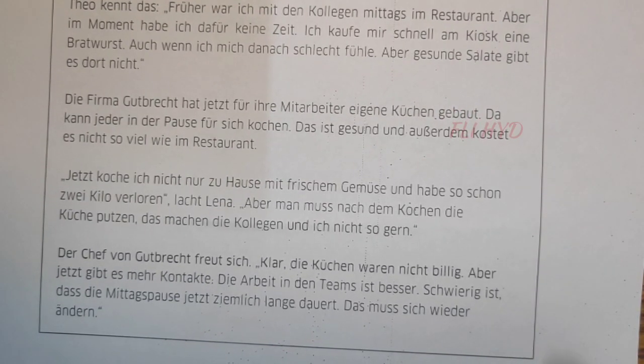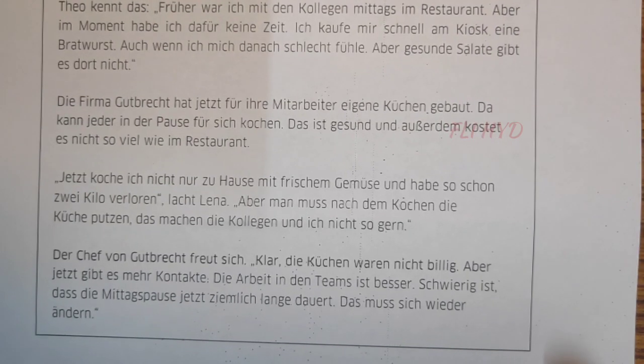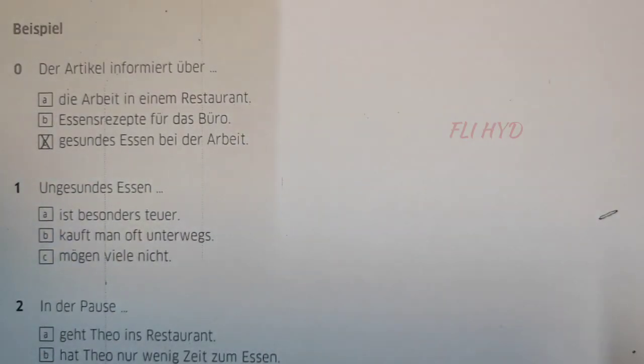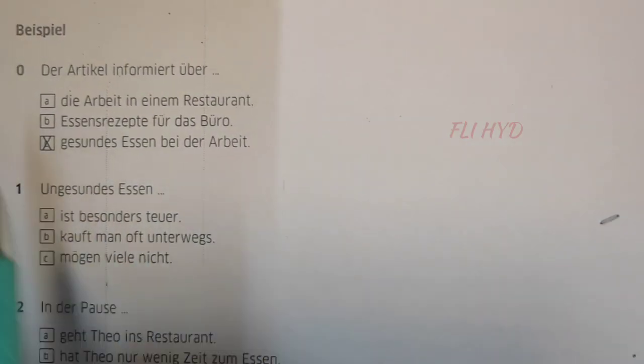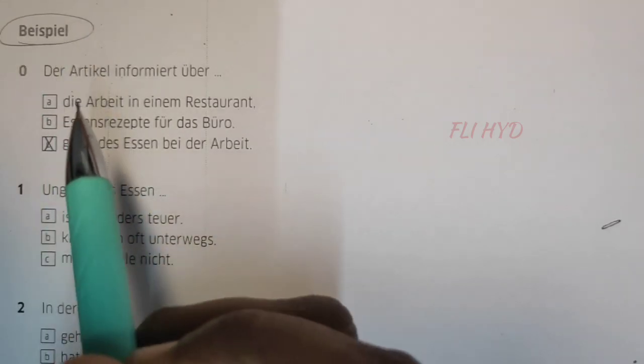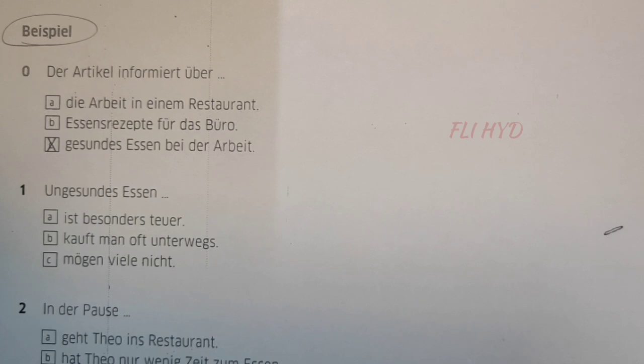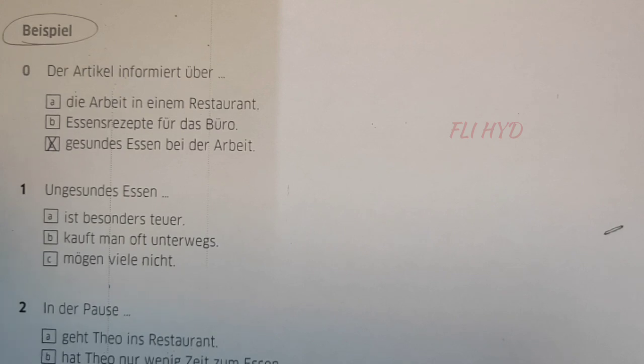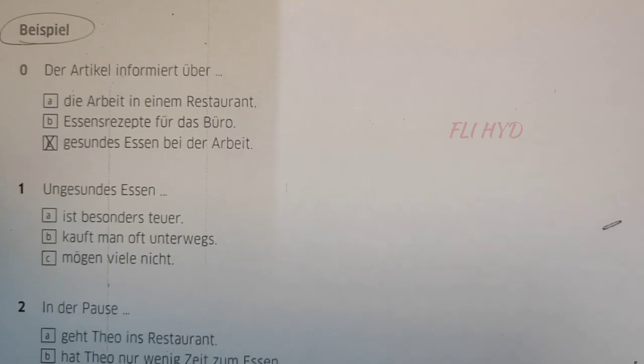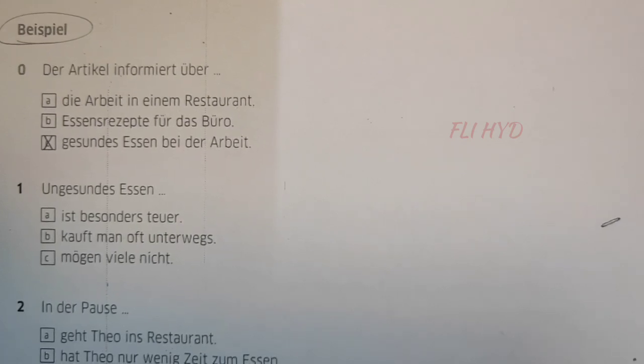Whenever we have a comprehension, a text followed by questions, first we always read the questions, then we come back to the text. See the questions. First one, Beispiel. If you are in the exam, don't read this example because there is less time and we have to solve so many questions. Just try to avoid this Beispiel in the exam and go directly to the questions. There are 5 questions, but it's just a practice session, so I'm reading this example also.